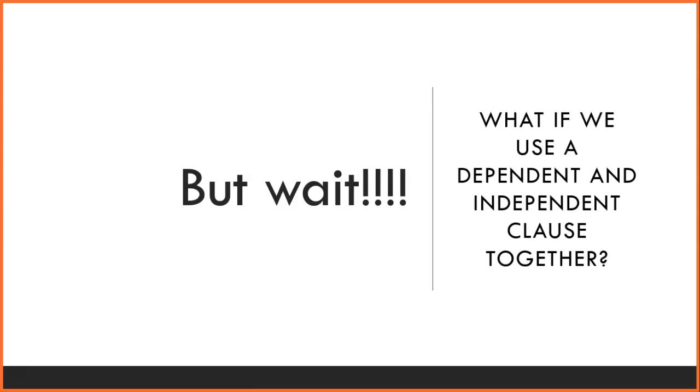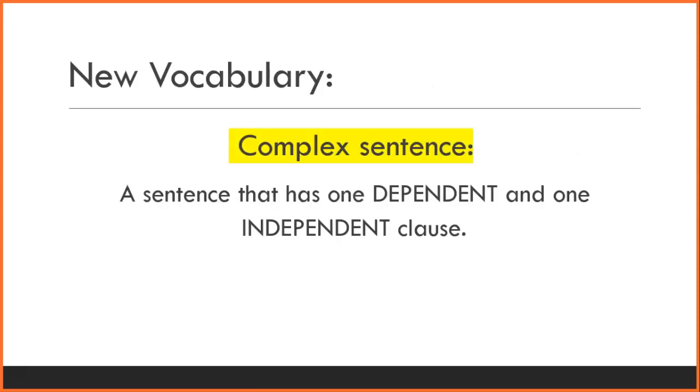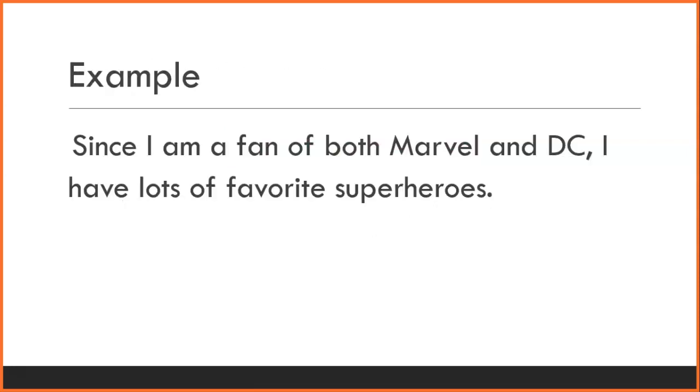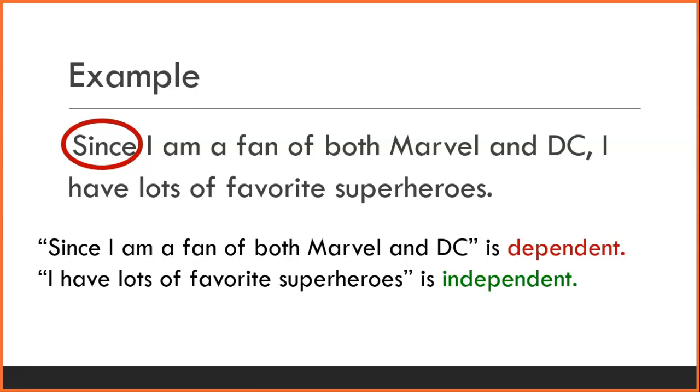But wait, what if we use a dependent and an independent clause together? That's our complex sentence. A complex sentence has one dependent and one independent clause put together. So here's an example of a complex sentence. Since I'm a fan of both Marvel and DC, I have lots of favorite superheroes. "Since I'm a fan of both Marvel and DC" is my dependent clause. "I have lots of favorite superheroes" is my independent clause. "Since" is my subordinating conjunction, so that's going to be my dependent clause.